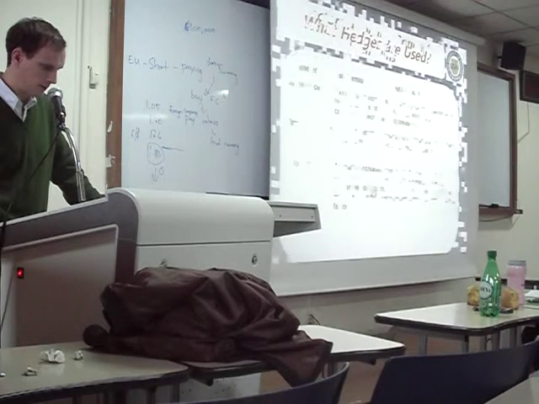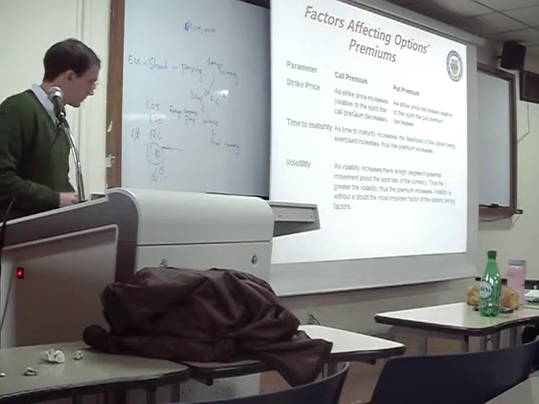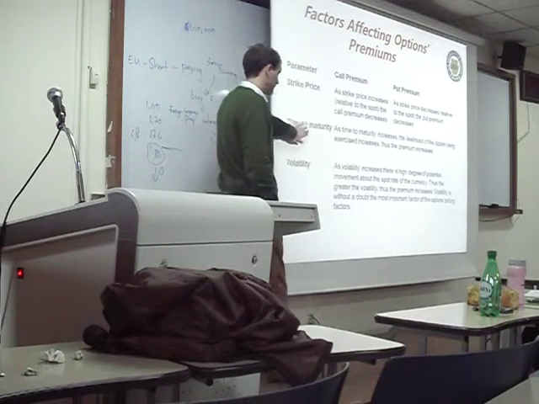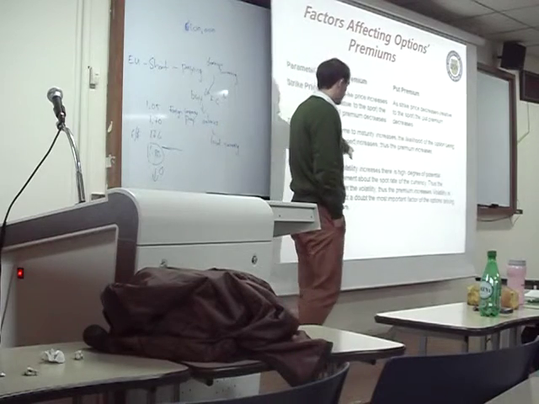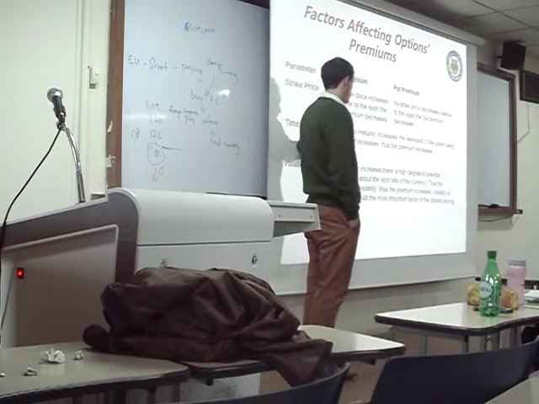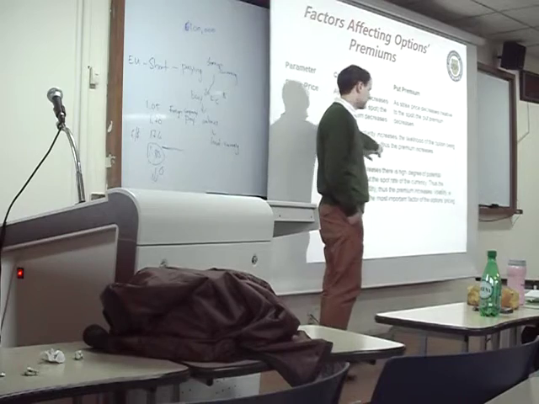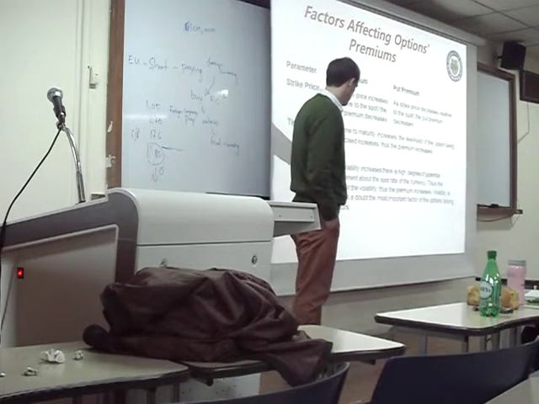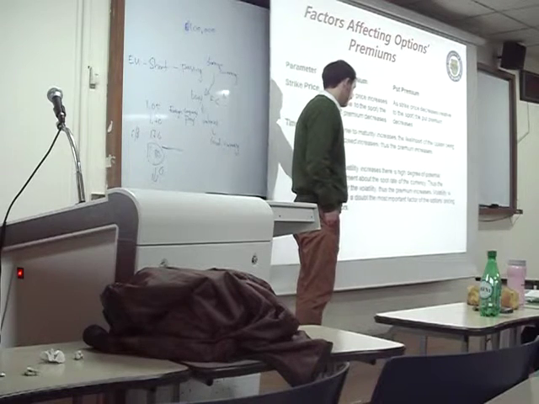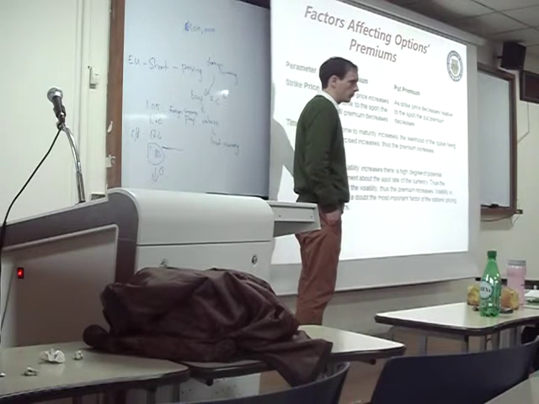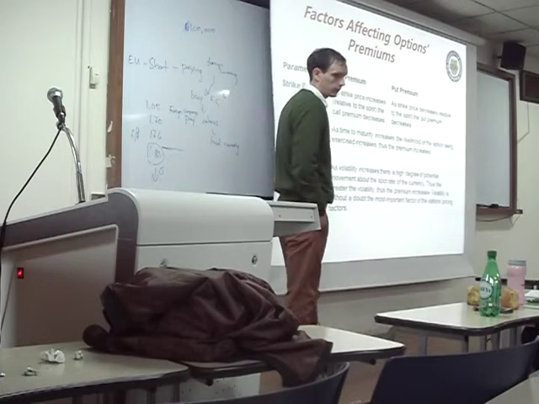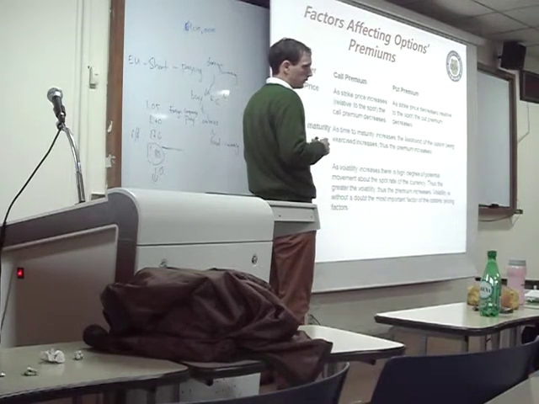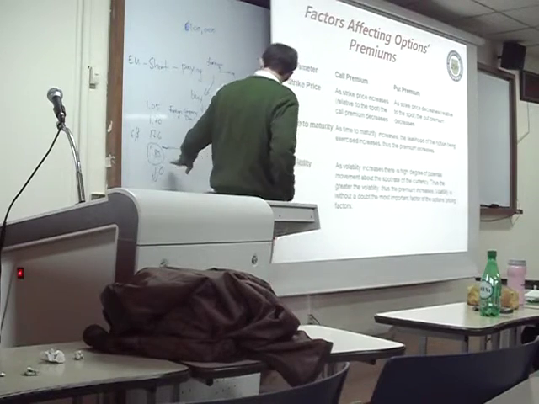So here you asked me about the factors, right? Here they're not putting all the factors in the equation, but we said time. Time, the longer it is, the more uncertainty, the higher the premium is going to be. Volatility, a high degree of movement. Volatility is the most important factor in options pricing. Are you going to give me an option if I'm doing business with Zimbabwe? Very cheap premium or expensive premium?